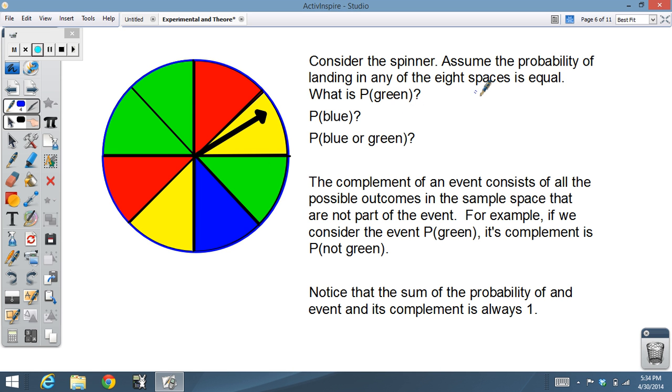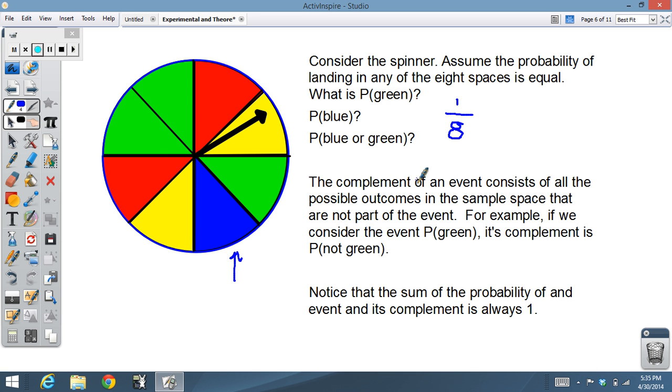Well, 3 of the 8 are green. Therefore, our theoretical probability would be 3 out of 8 is the probability of hitting the green. Now, we may do the actual experiment and find something different, which highlights the difference between theoretical probability and experimental probability, but our theoretical says that we're going to get 3 out of 8. Okay, the probability of getting a blue, I got one blue section there is all. Probability of getting a blue, 1 out of 8.